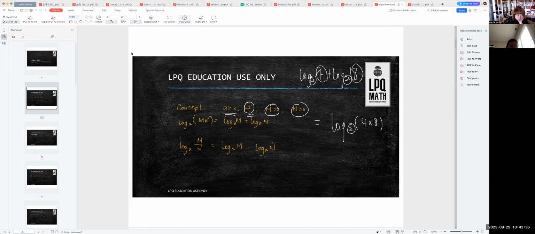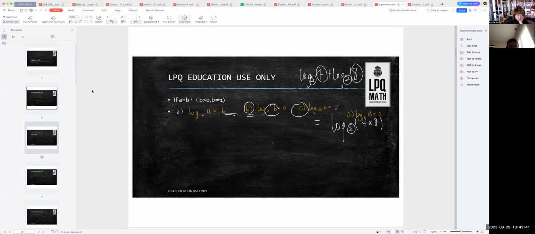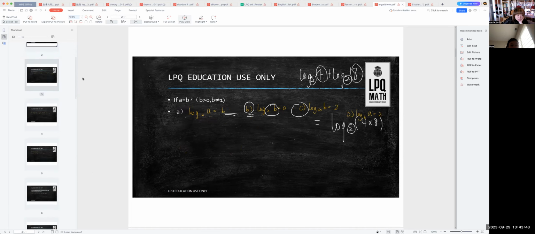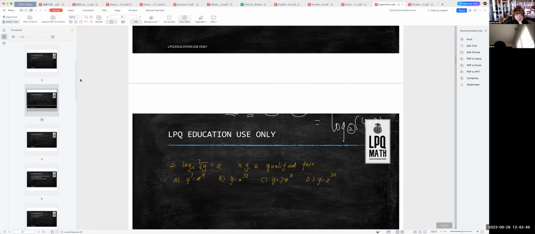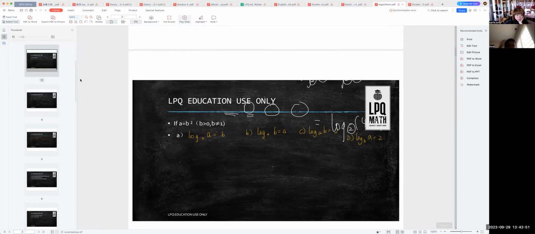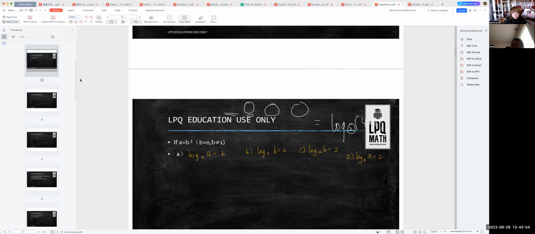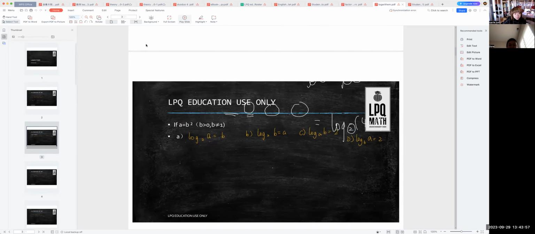Okay, so let's take a look at this question, the first question. If a equals b squared, for which b is bigger than 0 and b is not equal to 1, then could you please tell me how to calculate log a? Which one is right? A, B, C, D, which one's right?